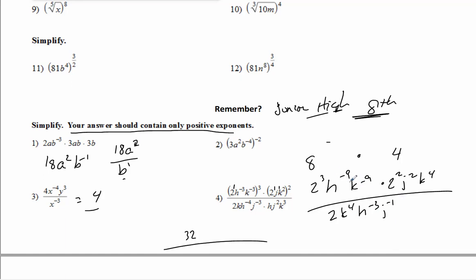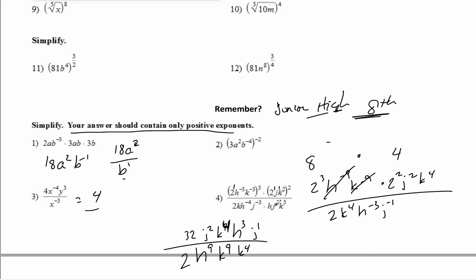This h to the negative 9 goes to the bottom, so now it becomes a positive 9. Oh, I do have a 2 in the bottom, right? So there's 2 there. So I moved this. That's good. What else do I got? I got k to the negative 9. That goes to the bottom as a positive. What else? j's and these k's stay, so that's j squared k to the 4. And then k to the 4 is still on the bottom as well. h to the negative 3 goes to the top. j to the 1 up to the top.